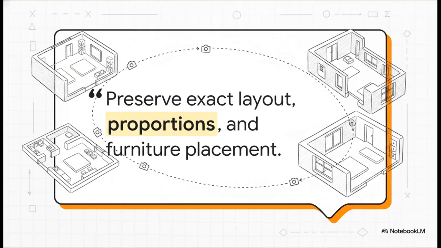Which leads right into this crucial reminder. The whole challenge, and really the brilliance, of what we just unpacked in this explainer is summed up here. Preserve exact layout, proportions, and furniture placement. We took a completely static 2D floor plan, respected every single line it gave us, and used it to write a dynamic 30-second 3D narrative. The architecture itself literally wrote the script for the camera.